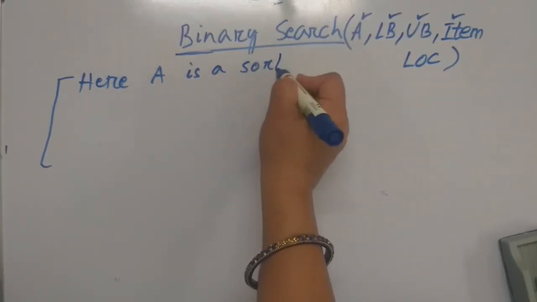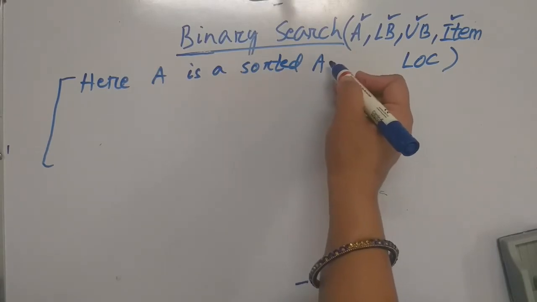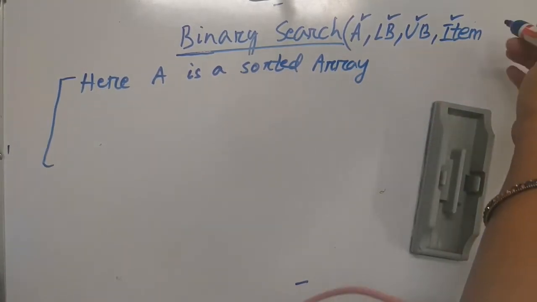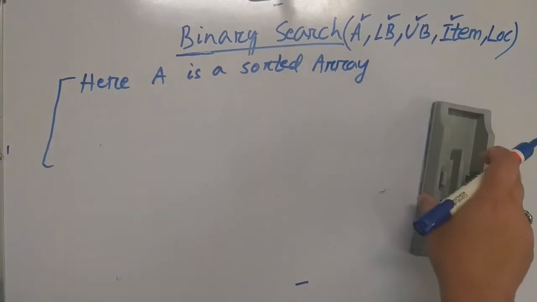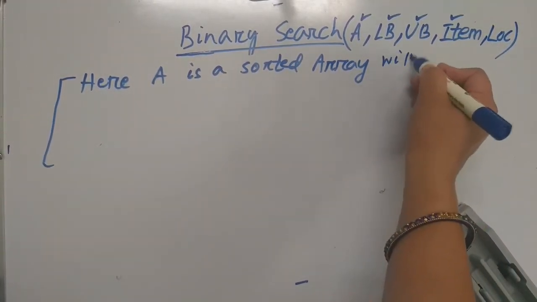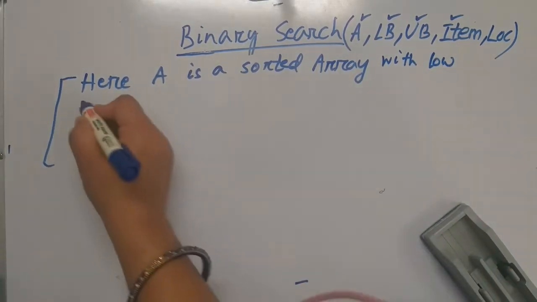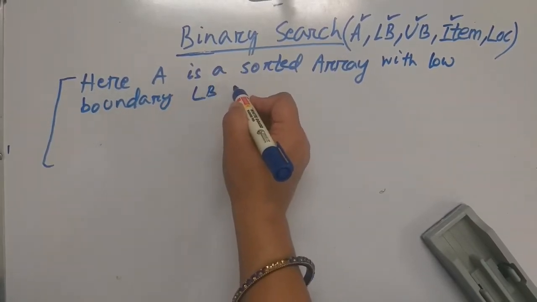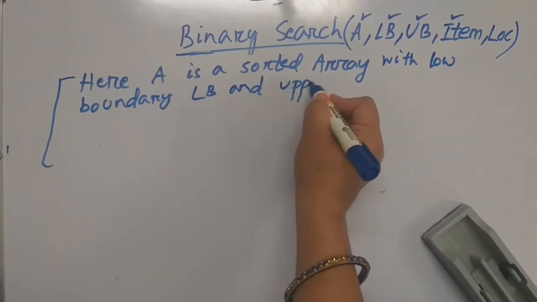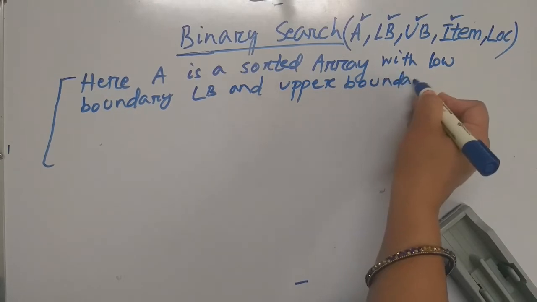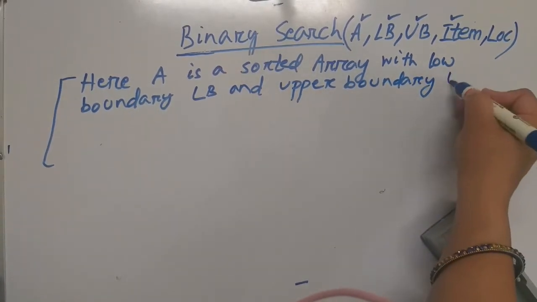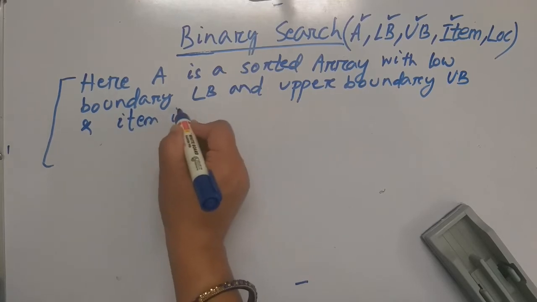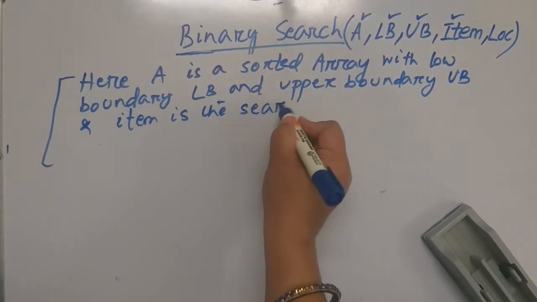A is a sorted array. Listen carefully: here it is written directly that A is a sorted array, which means we are taking the array as sorted. So in the algorithm heading we write down the sorted array A with low boundary LB and upper boundary UB, and item is the searching element.